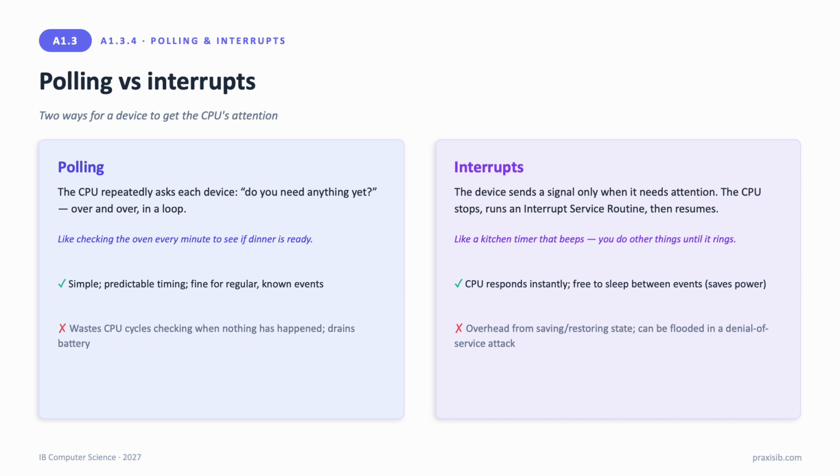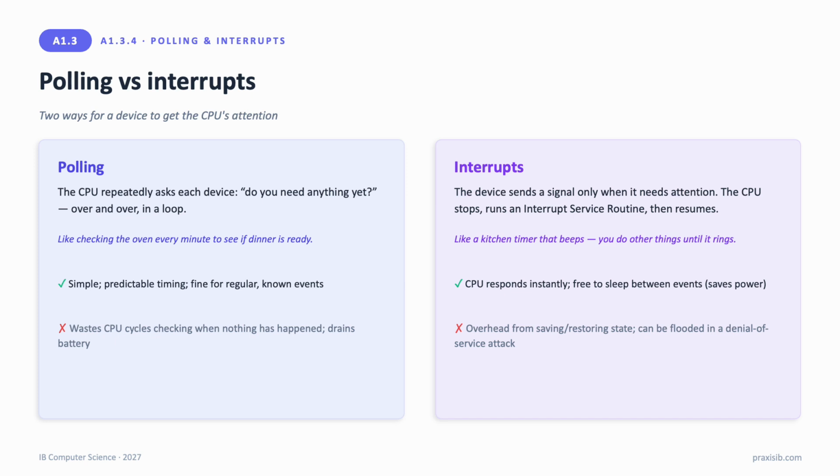The second approach is interrupts. With interrupts, the device stays quiet and only sends a signal, an interrupt, when it actually needs something. When that signal arrives, the processor pauses what it's doing, runs a small piece of code called an interrupt service routine to deal with the device, and then goes back to what it was doing before. This is like setting a kitchen timer. You walk away and get on with other things, and you only come back when it beeps.